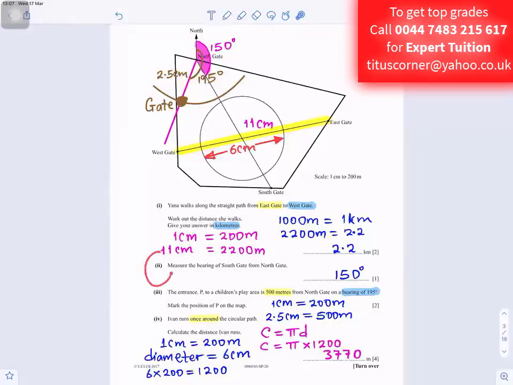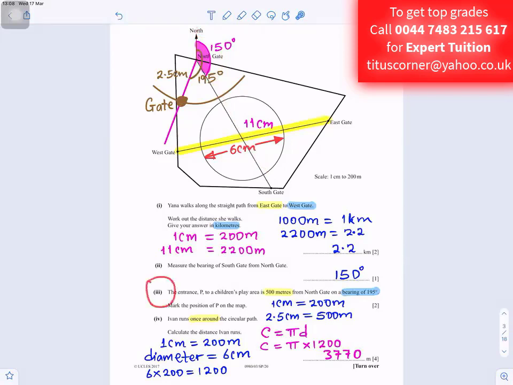Part 2, I circled it. Measure the bearing of South Gate from North Gate. So we start from the north, and that's North Gate, and go around, and then we meet the line for South Gate. So we want to measure that angle. And when you use a protractor, the angle is 150 degrees. So the bearing is given in 3 digits, 150 degrees. And you start from the north and measure the angle all the way to the line that goes to South Gate.